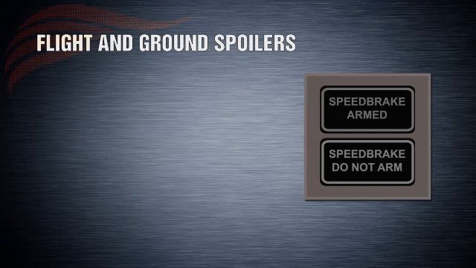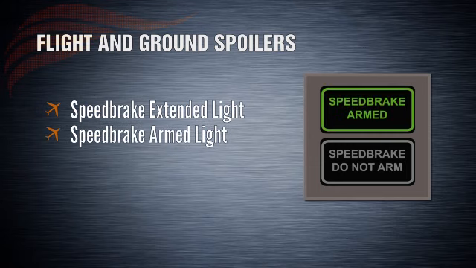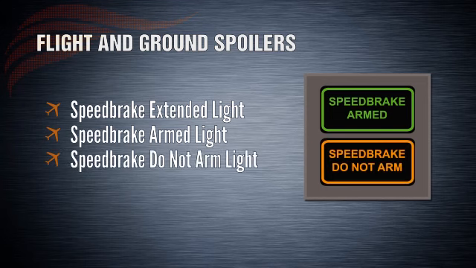There are 3 lights in the cockpit associated to the flight and ground spoiler systems. Speed brakes extended. This light warns that spoilers are extended and operative in flight or ground. Speed brake armed. When the spoiler system is armed and the automatic operation of the spoilers is functional. And speed brake do not arm. When the spoiler system is armed and the automatic operation of the spoilers does not arm correctly.